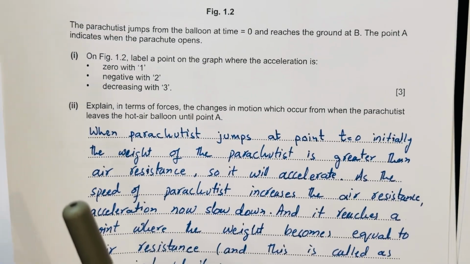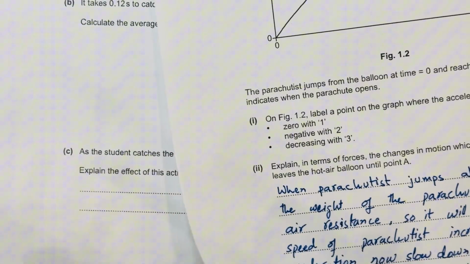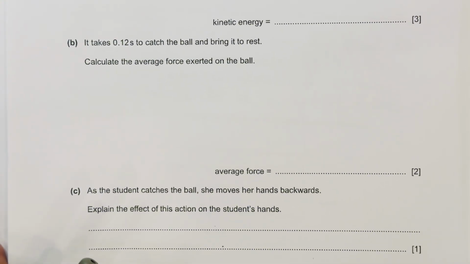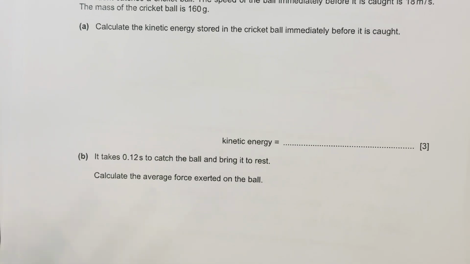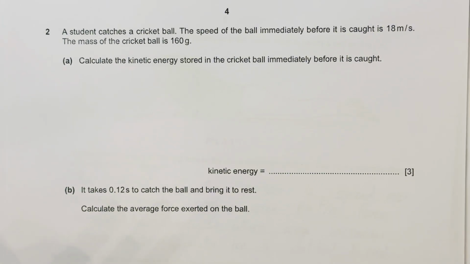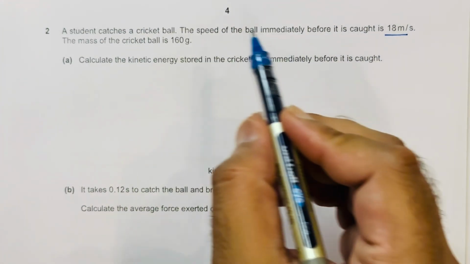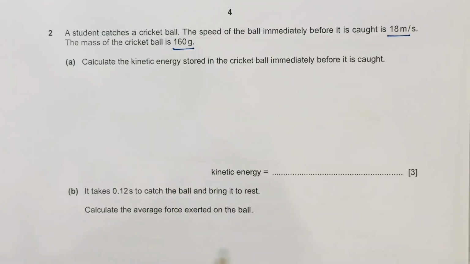Moving to the next question, question number 2. Hopefully you can see now. Question number 2 is from the topic of energy. A student catches a cricket ball. The speed of the ball immediately before it is caught is 18 meters per second, and the mass of the cricket ball is 160 grams. Calculate the kinetic energy of the cricket ball immediately before it is caught.